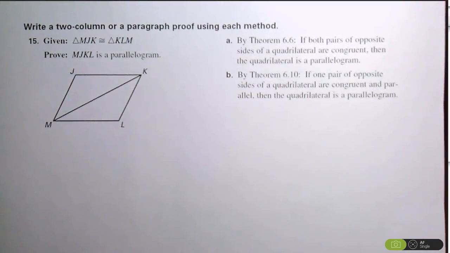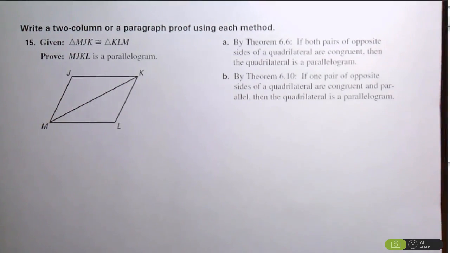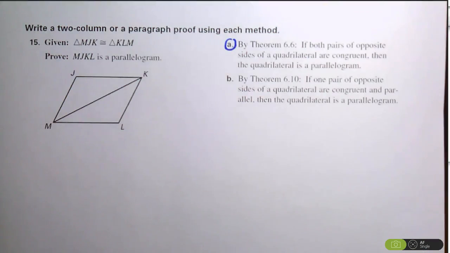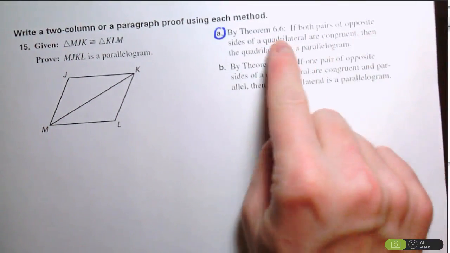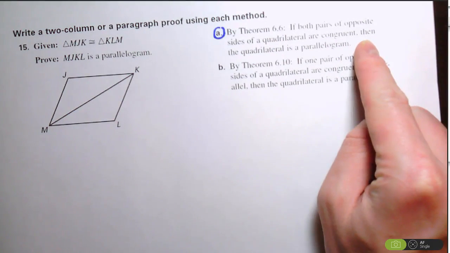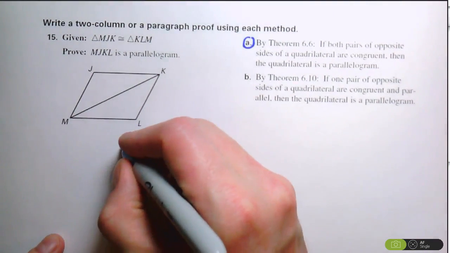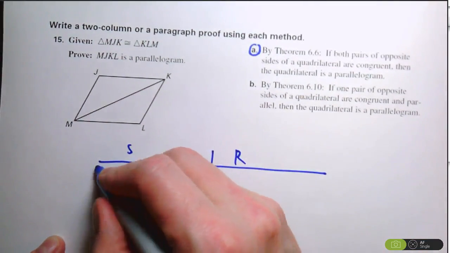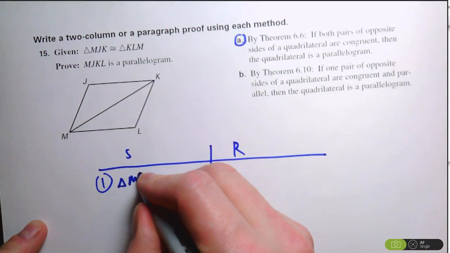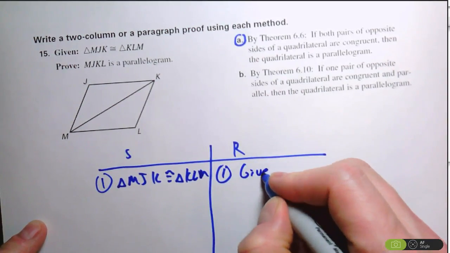So let's see here. 15 says first, we'll do this one here, first A. By theorem 6.6, we're going to prove that if these two triangles are congruent, show that if both pairs of opposite sides of a quadrilateral are congruent, the quadrilateral is a parallelogram. Okay. So, statements, reasons. One, given: triangle MJK is congruent to triangle KLM. That's given.